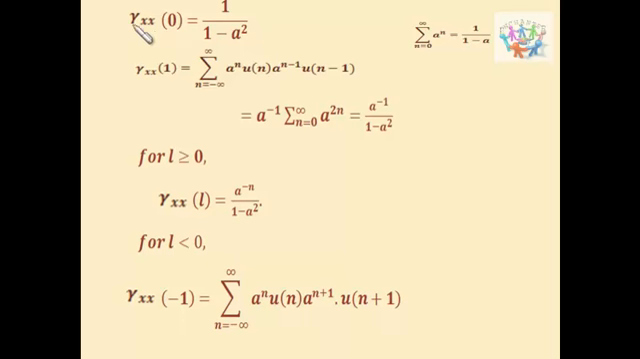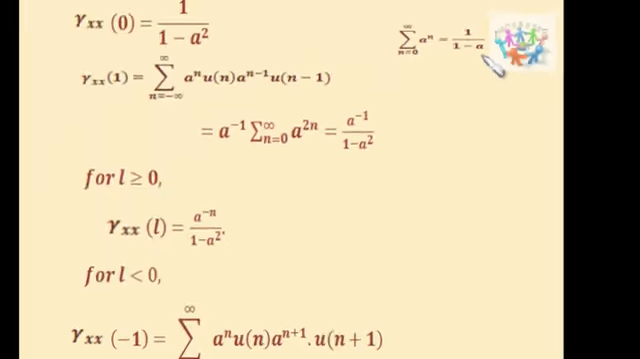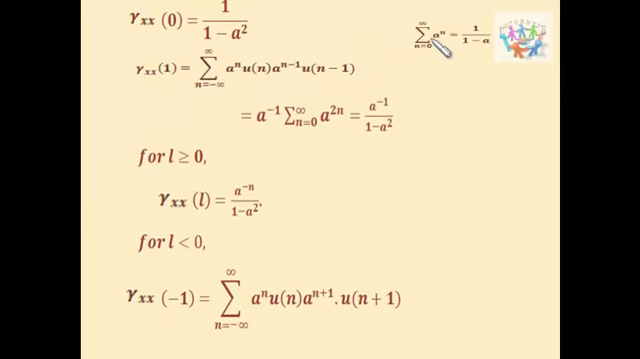So the final value for gamma_xx(0) will be 1 by 1 minus a squared. We get this from the formula sigma n = 0 to infinity a^n = 1 by 1 minus a. We had a^(2n), so we will have 1 by 1 minus a squared. Now we will substitute the value for L as 1.